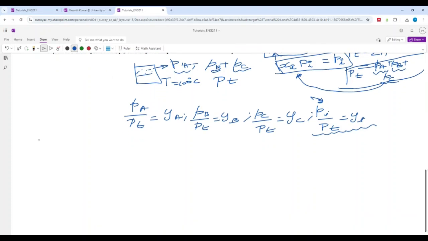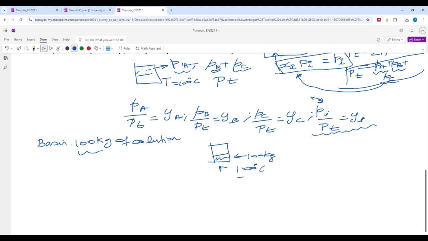For the moment, we can assume that we have roughly 100 kilograms of solution. So I'm going to set a basis of 100 kilograms of solution. If you want, you can keep it to 1 kilogram, but for my convenience, I'm going to consider that we have a system with 100 kilograms of solution, and let's heat it to 100 degrees centigrade so that we will know the vapor pressure of each of those components for the case of a pure system. So, let's try to solve the problem instead of talking too much.